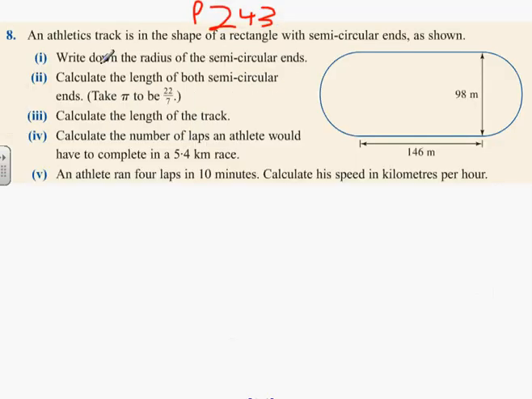Now, write down the radius of the semicircular end. So this is an athletics track. You're starting here and you want to do a full lap until you're all the way back where you started again. Everybody happy with that? Barry, describe the shape of the track to me.